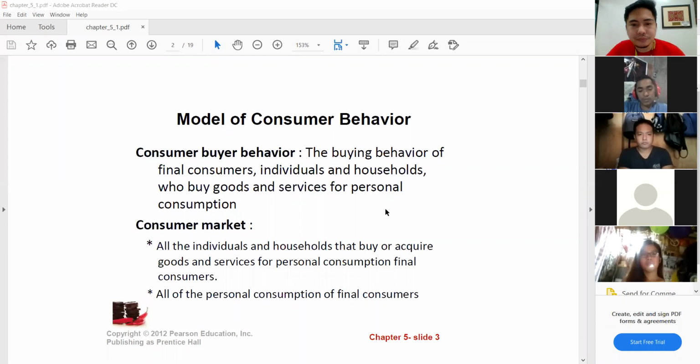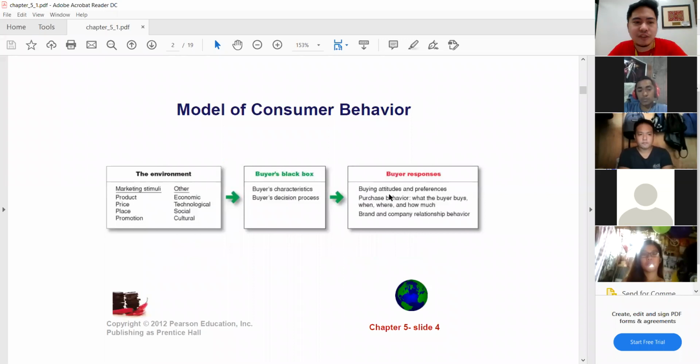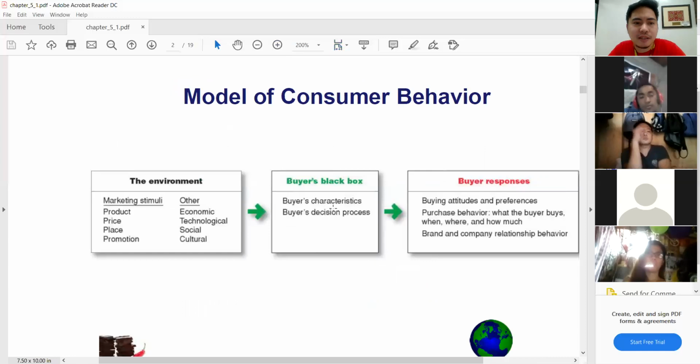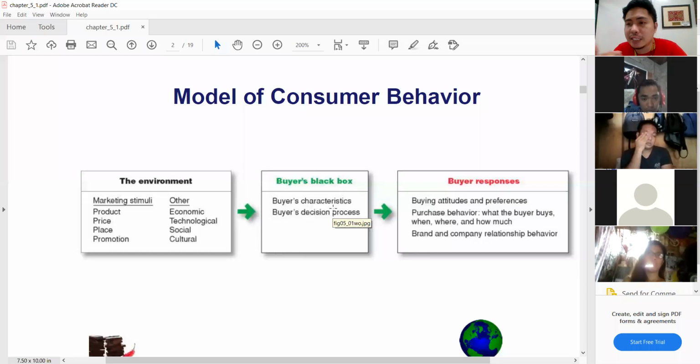Okay. Next one. So here's a model of consumer behavior. For one, we're going to start with a discussion on individual behavior muna before we proceed with the actual industrial setup. So under this model, we have the environment. So we have marketing stimuli and other types of stimuli. So we have product, price, place, promotion, packaging, process, people. Okay, so these are the 7 P's or the marketing mix.